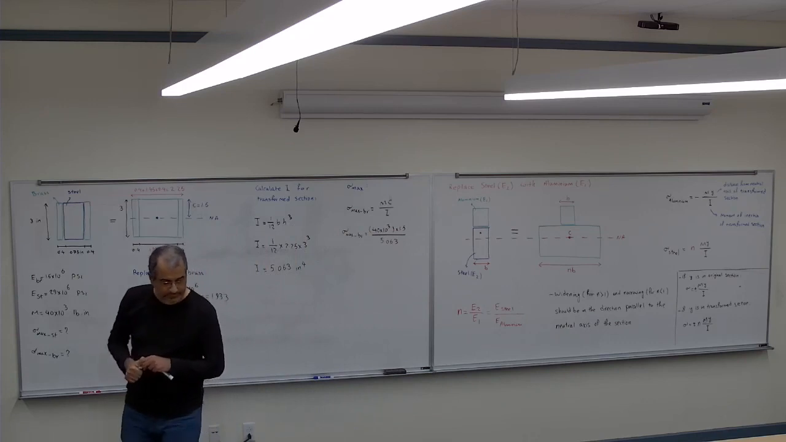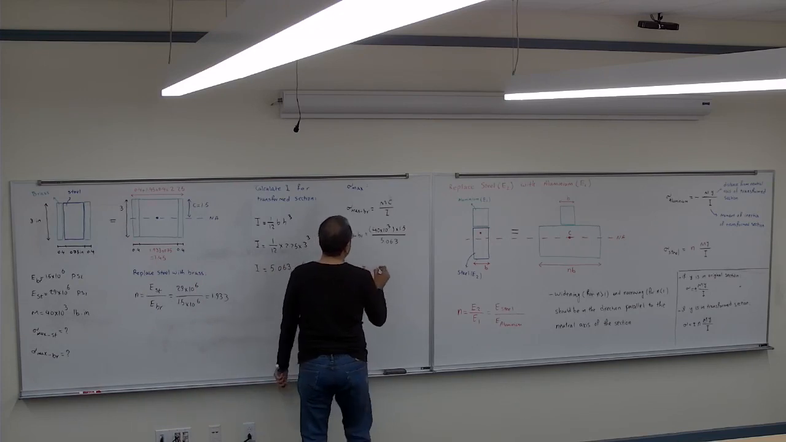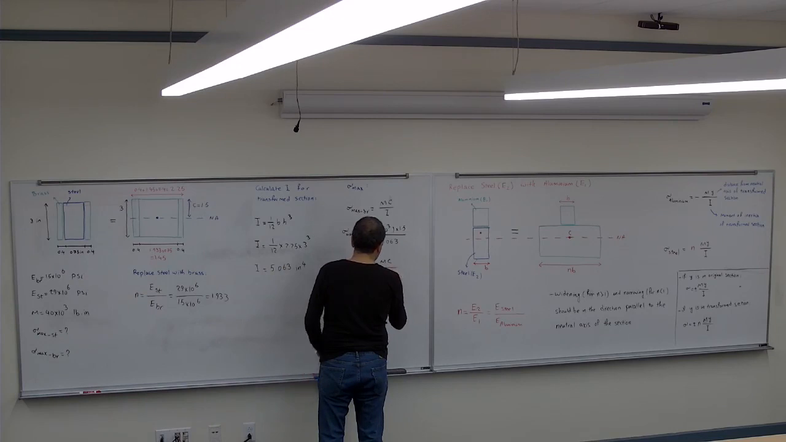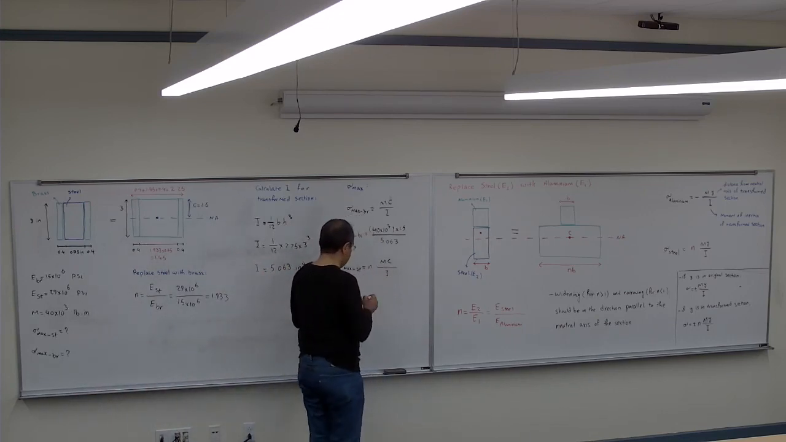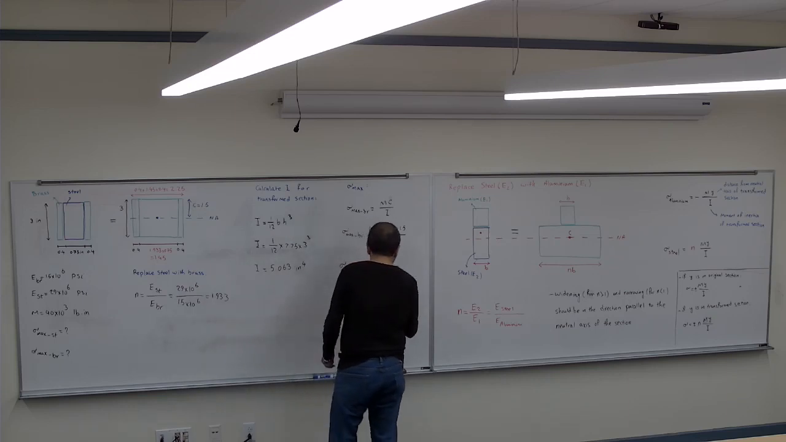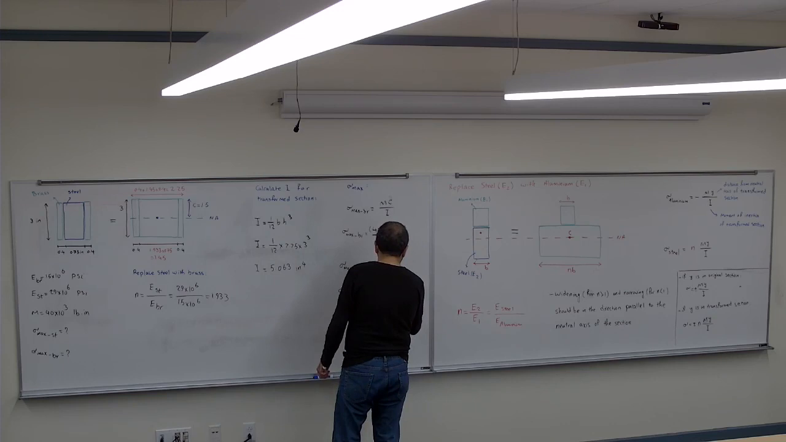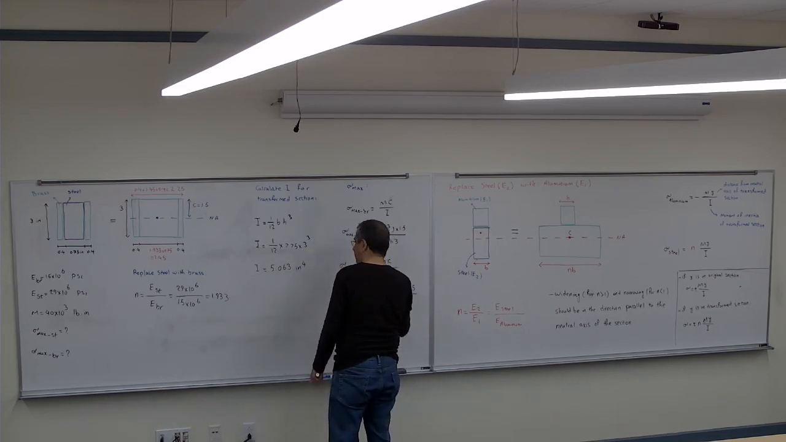Agree? For the steel, sigma max for the steel is going to be MC over I, but multiplied by N. So sigma max in the steel is going to be 40,000 for the M, times 1.5 for the C, divided by 5.063 for the I, and then multiplied by N, which is 1.933.